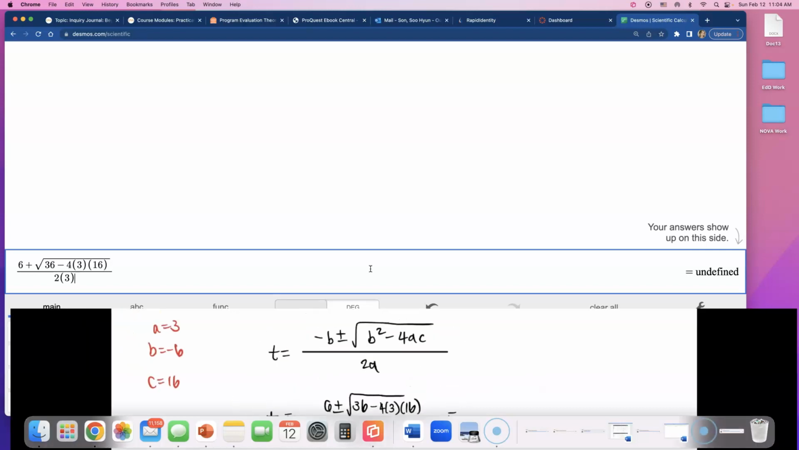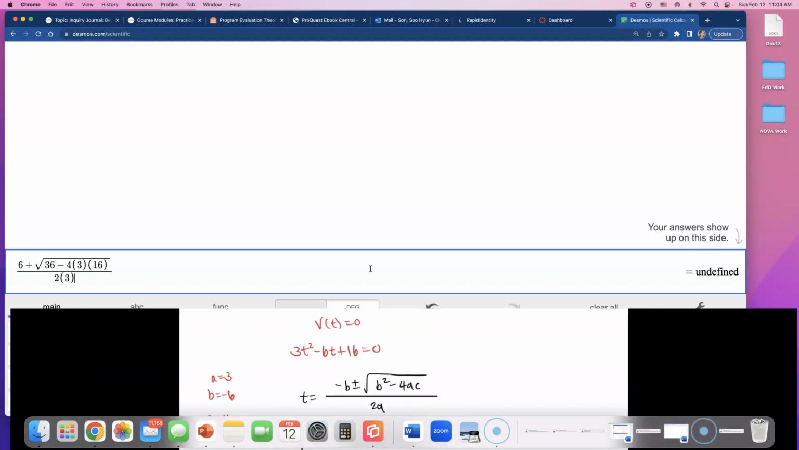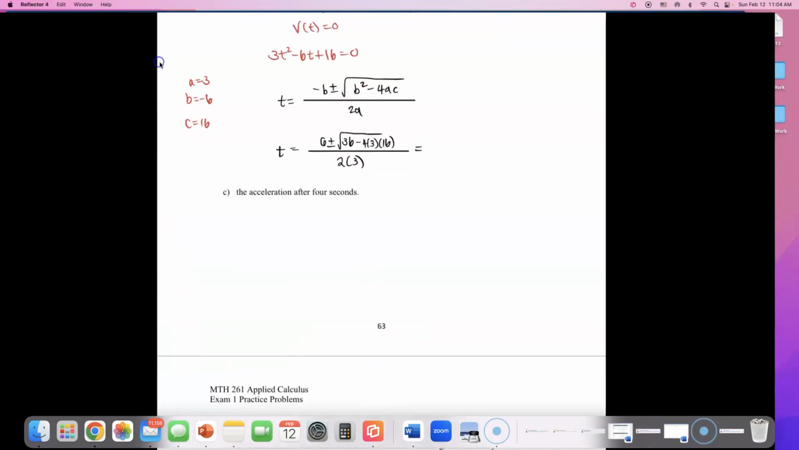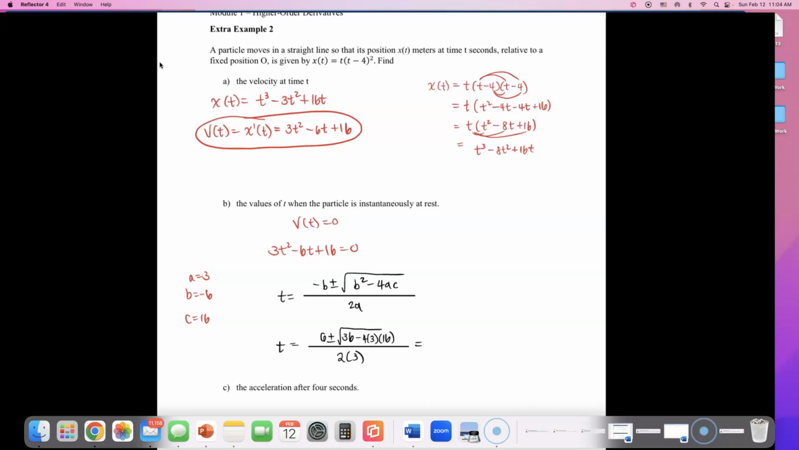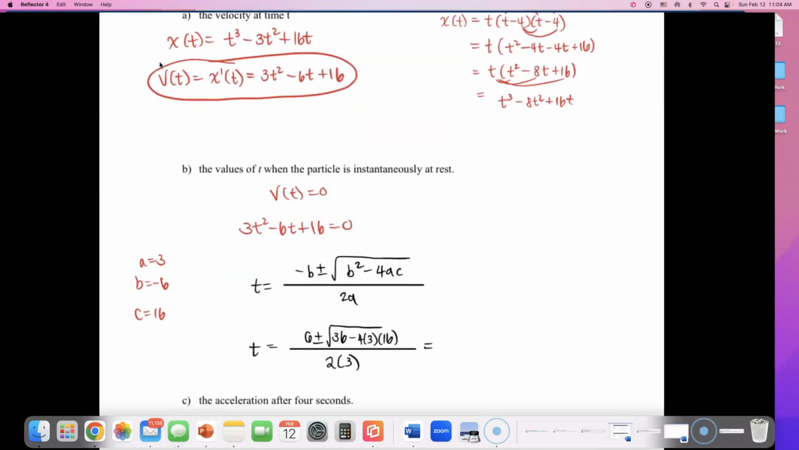Let me double check my work. Maybe there's no solution to this, okay? But it's also possible that I made a mistake on my quadratic formula, so I'm going to double check. I think the discriminant is coming out to be negative, the way I said it. Okay, so let's see. The derivative, is that correct? Yep. A, B, C, are those correct? Yep. So how about my formula?